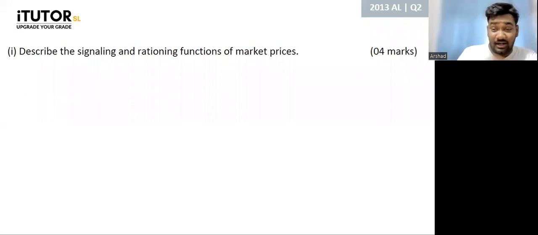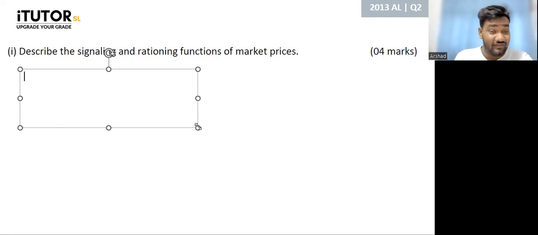Okay. So for 4 marks in the 2013 paper, question number 2, they're asking us to describe the signaling and rationing functions of market prices. What can you say, guys? You don't have to write more, so ideally 2 marks for each one of these because they're only asking for 2. So what can you tell about the signaling function, or in other words, the informative function?